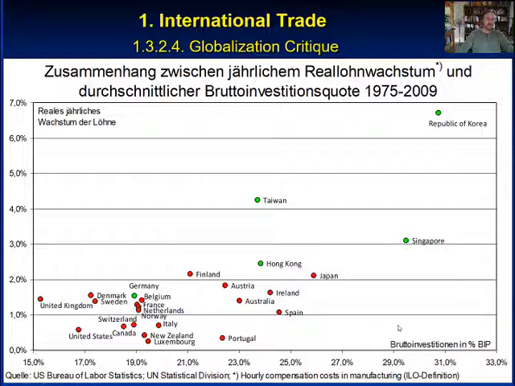This diagram shows a likely explanation. On average of the years 1975 to 2009, the tiger states, the green points here, had much higher investment shares in GDP than these industrialized countries, the red points here. As will be seen in the next chapter, higher investment causes higher GDP growth, and this allows to pay higher wages.